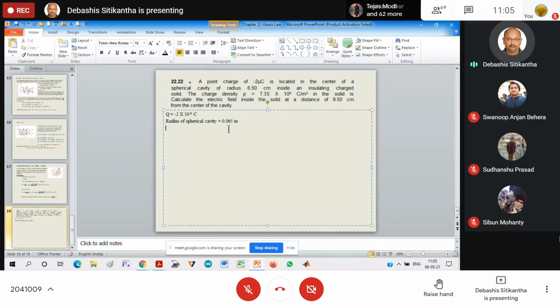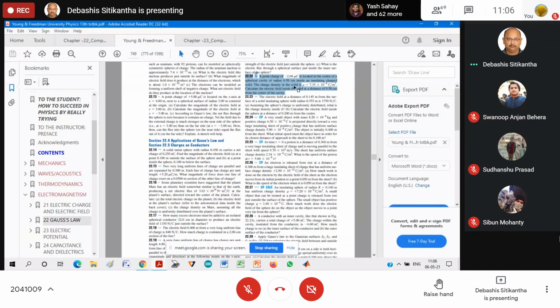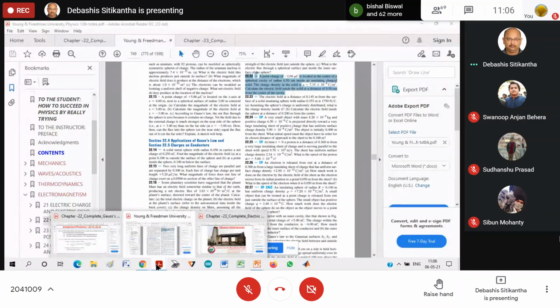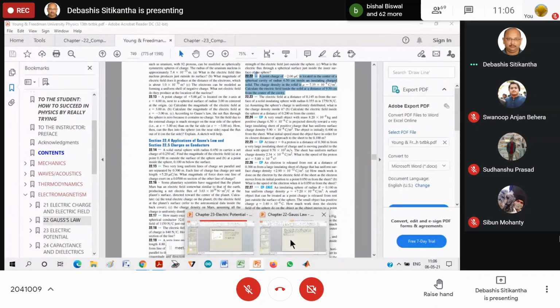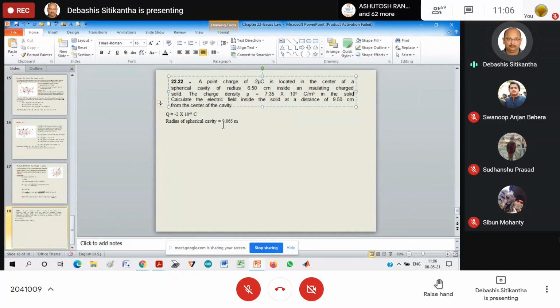Next, it is placed inside an insulated charged solid. The charge density rho is equal to this much in the solid. Something I have missed out. Calculate the electric field inside the solid at a distance of 9.5 centimeter from the center of the cavity.